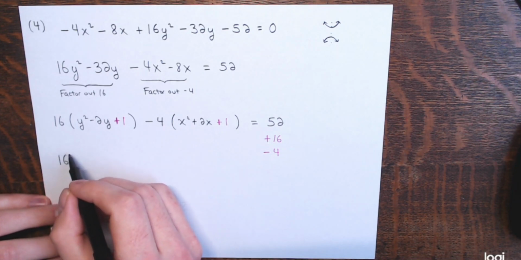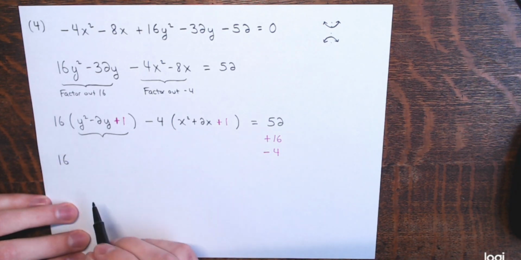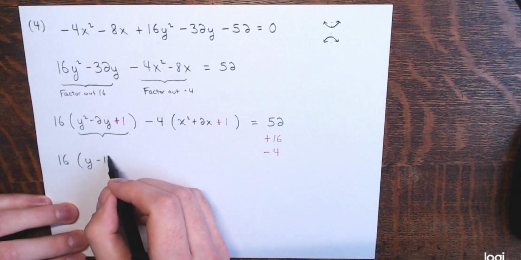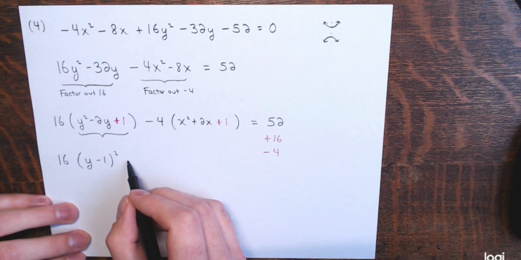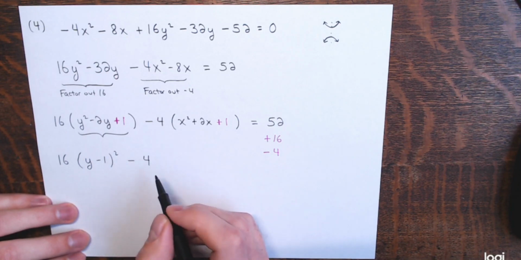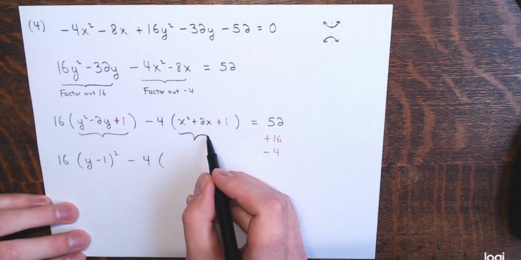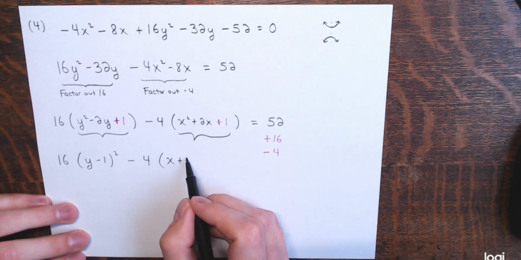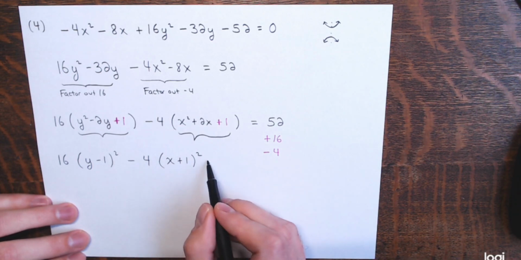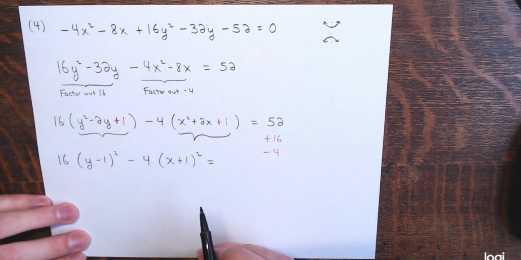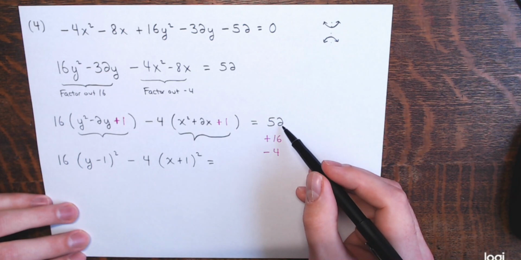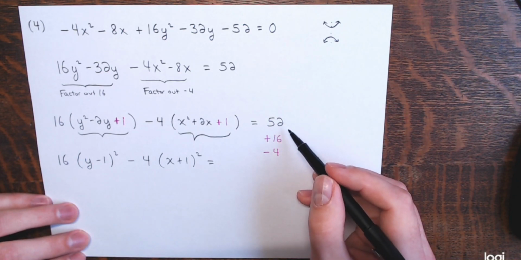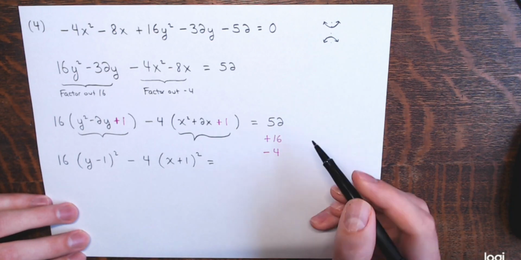So this is 16 times, y squared minus 2y plus 1 is the quantity y minus 1 squared, minus 4 times, and then x squared plus 2x plus 1 is the quantity x plus 1 squared, equals, and then 48 plus 16, or 64.